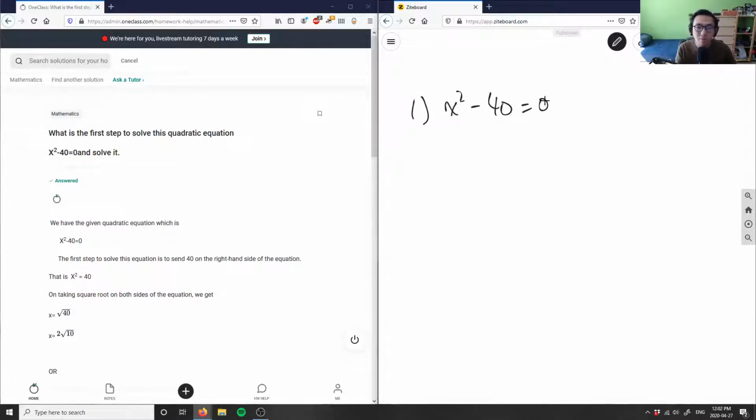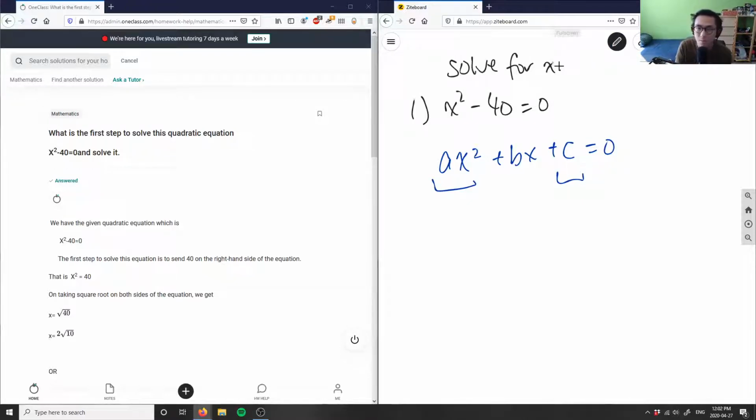So how do we solve this problem when we look at x squared minus 40 equals 0? Take a moment to think about this problem. I only have two terms here, right? Usually our quadratic equation has three terms: x squared plus bx plus c equals 0. But in this case, we only have the x squared term and the c term. So how do we solve for x here? Take a moment to think about it, and we are going to take it up in just a minute.